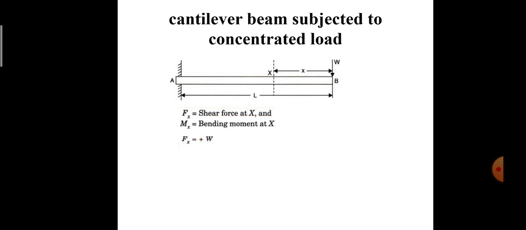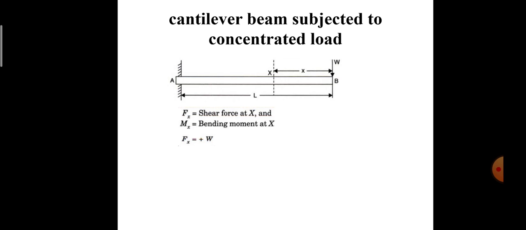But the resultant force which is acting on the right side portion of the section is W, and which is acting in the downward direction. So as per our sign convention, the right hand portion of the section with the downward direction of the force is considered to be positive. So therefore shear force at section X is considered to be positive.